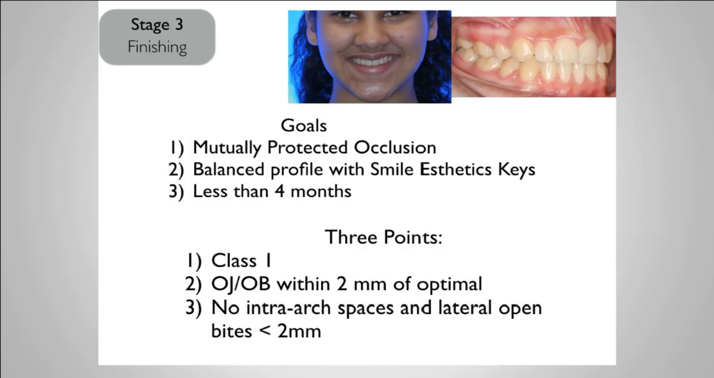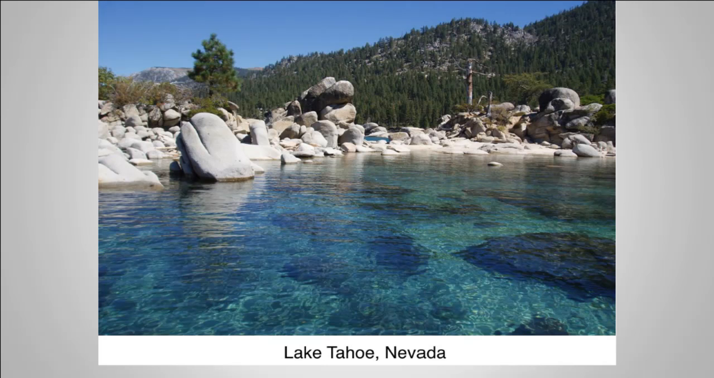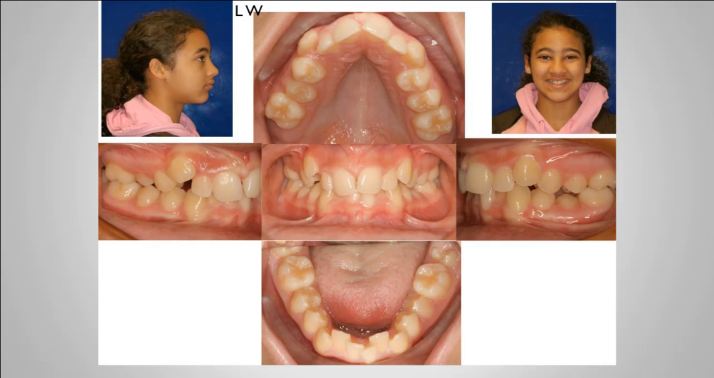Stage 3, my goals are the mutually protected occlusion, a balanced profile with smile aesthetics, and I want it to take no longer than 4 months. I have to have a class 1 molar to begin, I have to have overjet and overbite within 2 millimeters of optimal, and no intra-arch spaces or lateral open bites greater than 2 millimeters. We reset brackets, put in the biggest nickel titanium wire we can that can close the clips, and we progress to the 19 by 25 stainless steel wires, and as I said earlier, finish with multi-stranded wires, which you'll see in the next few cases. Let's take Luciana.